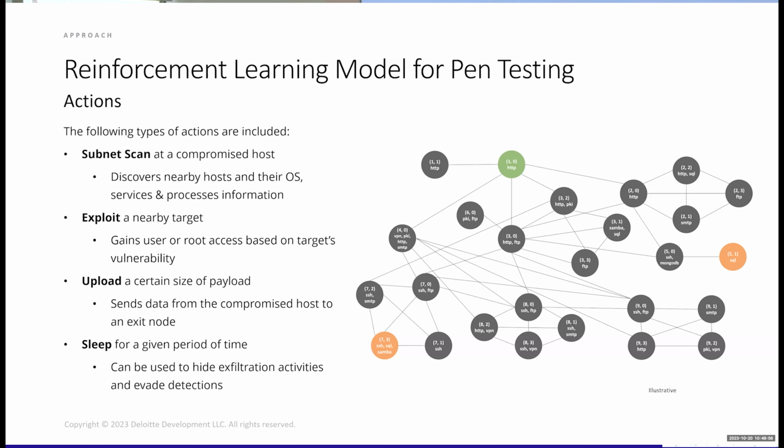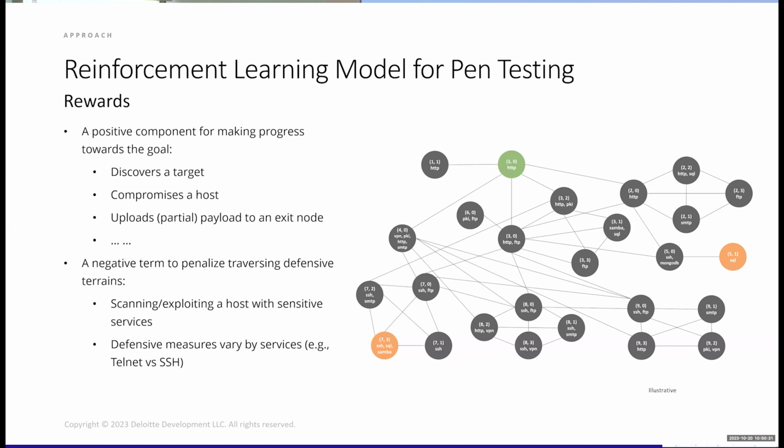And then we have these actions. Again, two main types of actions are subnet scanning and exploit. And for this specific use case, exfiltration, you also have the upload action. There could be multiple upload actions depending on the size. For example, you could upload 10 megabytes or 100 megabytes at a time. And then to evade firewall detection, we could have some sleep actions, just no operation. And then for the reward signals, as I mentioned earlier, we could have some small rewards for achieving sub goals and a big bonus reward for completing the full attack.